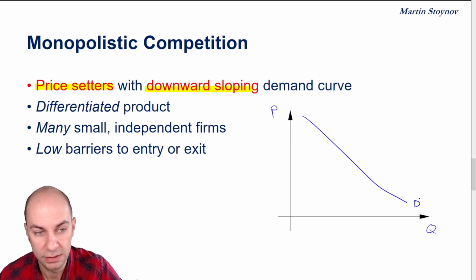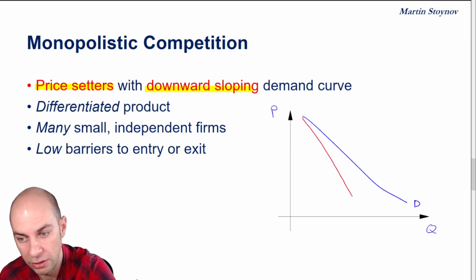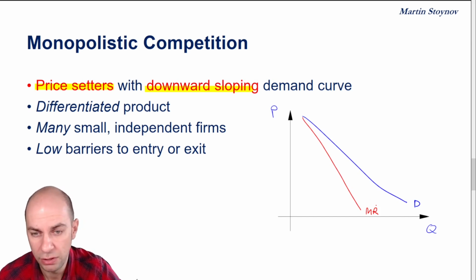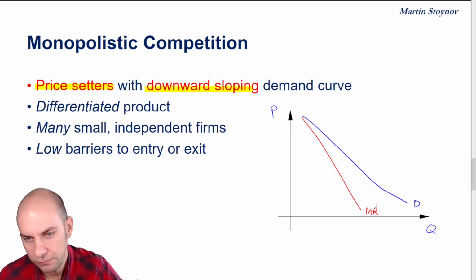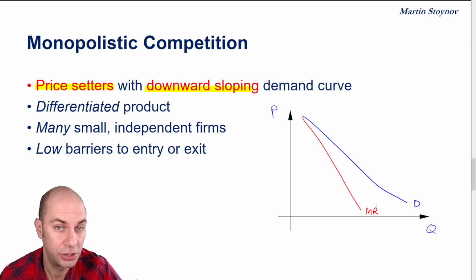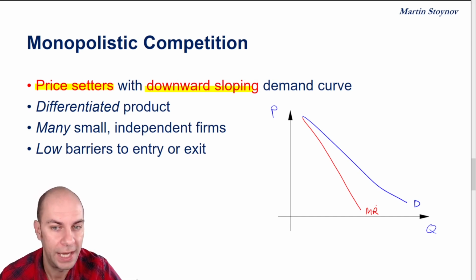And because my demand curve is downward sloping, my marginal revenue curve is also downward sloping but steeper. Now, if you want to try and understand why the marginal revenue curve is steeper, you have to remember that with a downward sloping demand curve, if I wanted to sell an additional unit of my goods, I actually have to lower the selling price on all prior units as well.